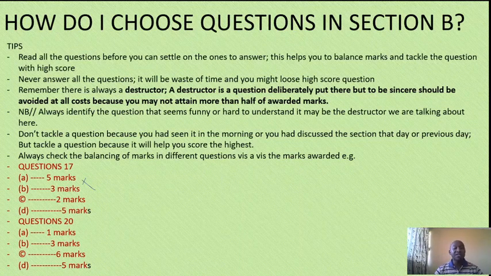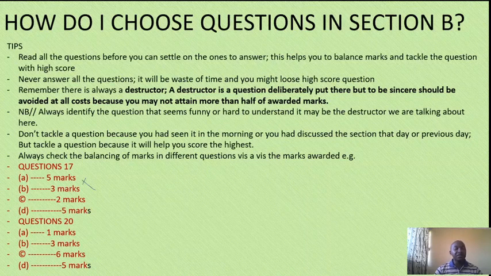For example, let's have question 17 and question 20. In question 17, part A is 5 marks, whereas in question 20, part A is 1 mark. Part B, 3 marks, part C, 2 marks, and part D, 5 marks. Therefore, that one is 8 plus 7, that is 15. The other one is 11 plus 4, 15.